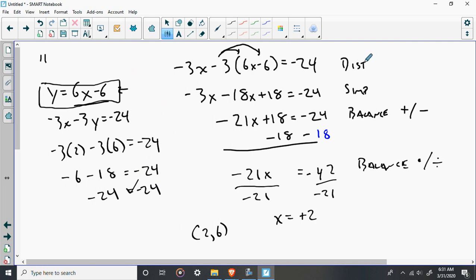Okay, so again, let's substitute, distribute, simplify, balance, and plug back into the other equation.